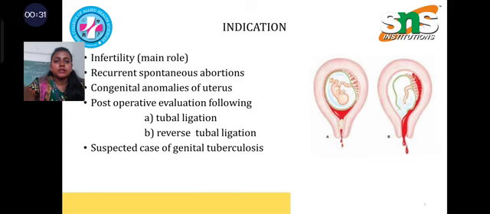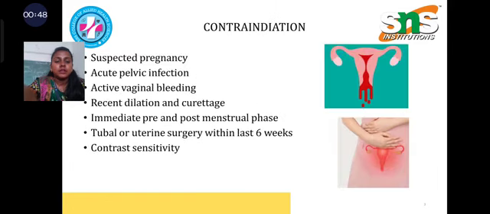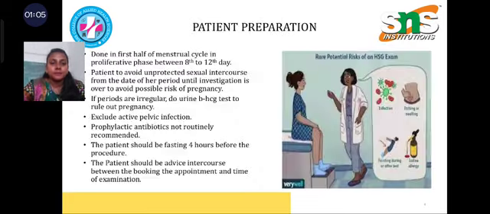Indication: infertility, which is the main one. Recurrent spontaneous abortion, congenital anomalies of uterus, post-operative evaluation following tubal ligation, reverse tubal ligation, and suspected case of genital tuberculosis. Contraindication: suspected pregnancy, acute pelvic infection, active vaginal bleeding, recent dilation and curettage, immediate pre and post menstrual phase, tubal or uterine surgery within last 6 weeks, contrast sensitivity.